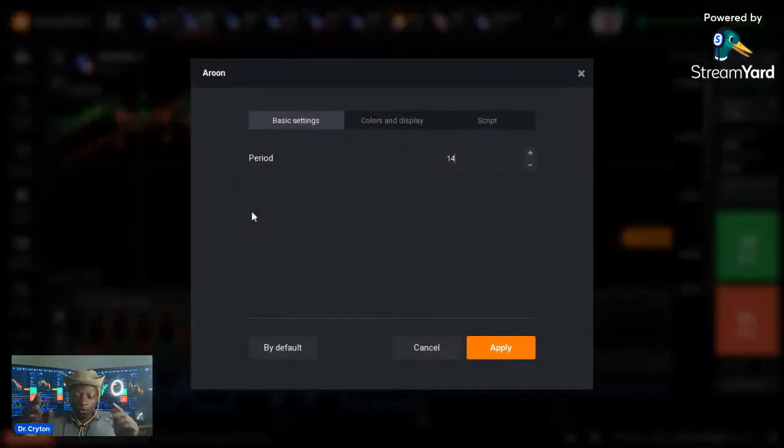So it's not going to add because I already have it on the screen. But let me just explain its basic setting. The period, now this is where the magic comes from. Most people use Aroon with a period of 14.